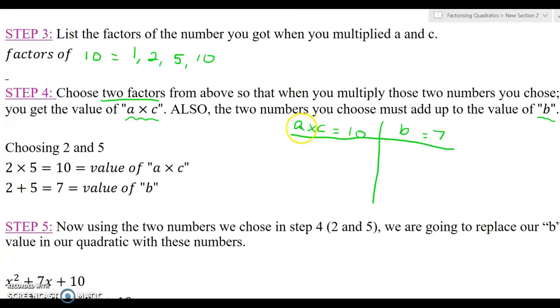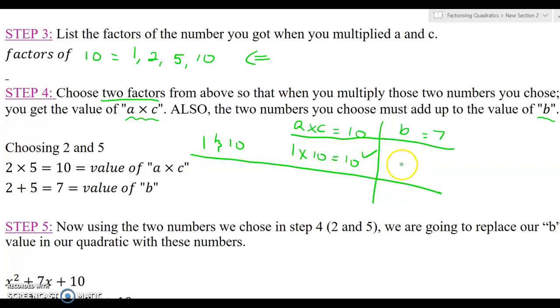Now, let's look at the first column, A times C, right? Which two numbers out of these factors I could use to multiply and get 10? Well, okay, if I use 1 and 10, right? 1 times 10 will give me 10, so that works out for here. But those same two numbers, when you add them, so 1 plus 10, supposed to give me 7, but that gives me 11. I need to get 7, right? I need to get 7. So I can't use 1 and 10.